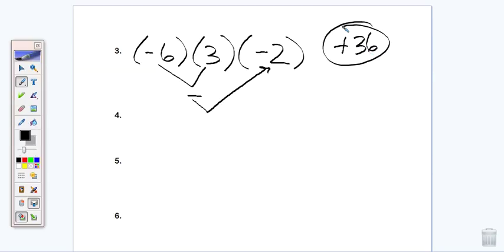Let's have you try one on your own here, all right? I'll change the color up here. Number 4. Let's go negative 2 times negative 3 times negative 5. See what you guys get. Raise your hand when you have a solution, okay?